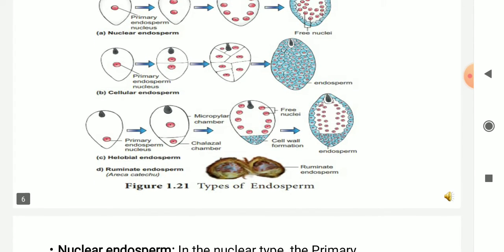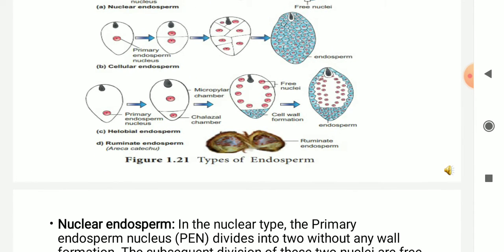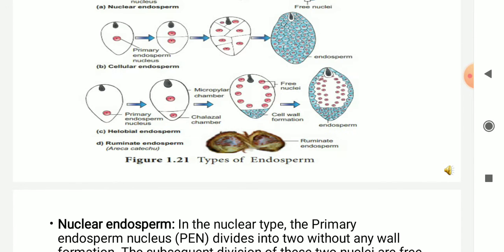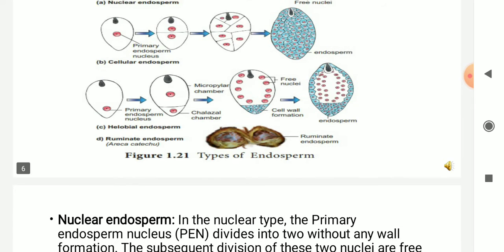Second type is cellular endosperm. Here, as the name indicates, nuclear division is followed by cytoplasmic division. As we see in the diagram, when one nucleus divides into two, then cytoplasmic division occurs and there is formation of two cells. From two cells, there is formation of four cells, from 4 to 8, and so on. And ultimately, there is formation of a large number of cells which form the cellular endosperm.